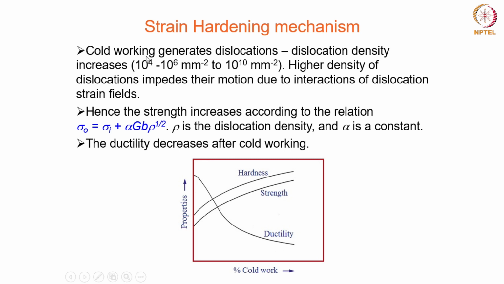And the strength of the material is related to the dislocation density by this particular equation that you see over here, where rho is the dislocation density. So as you increase the dislocation density, you could see from here that the strength is going to increase. That's what we call strain hardening, when the dislocation density is increased due to the deformation given to the material. And you could see from here also, as you increase the percent cold work or the level of deformation, the hardness and the strength increase.